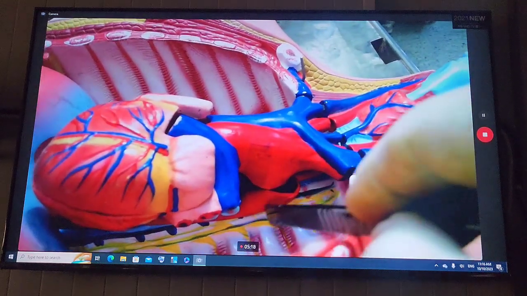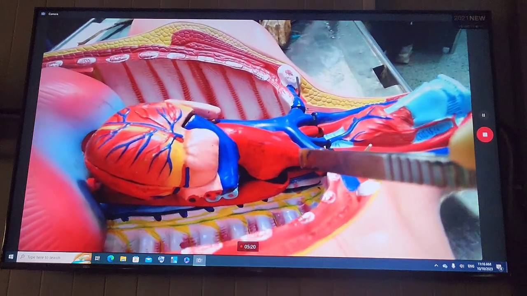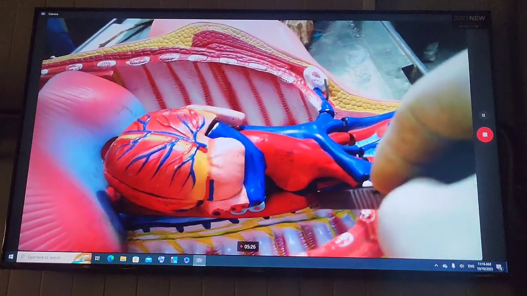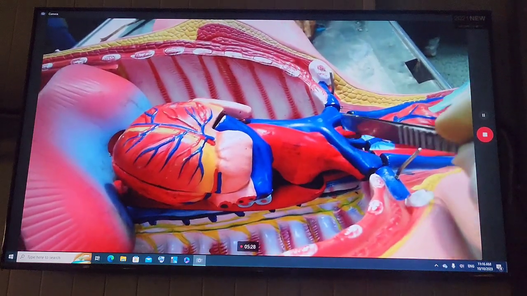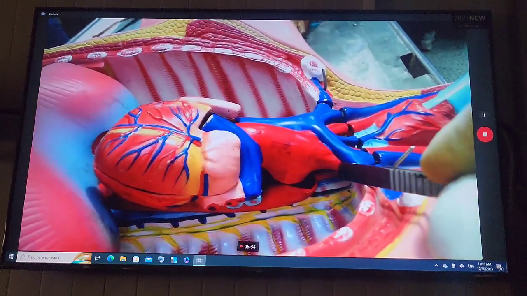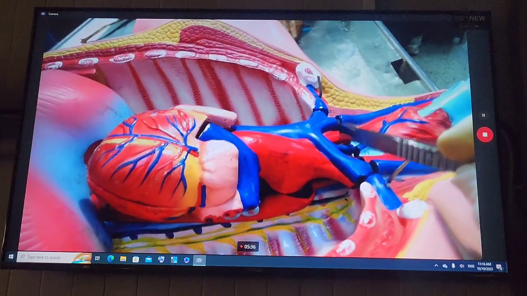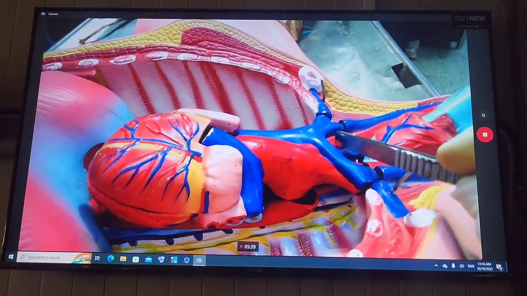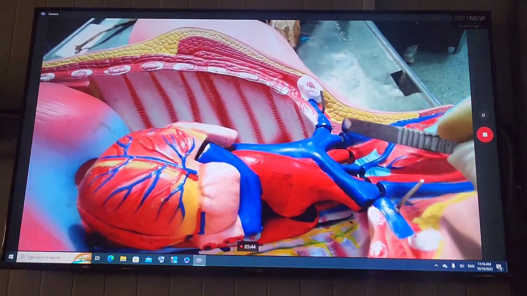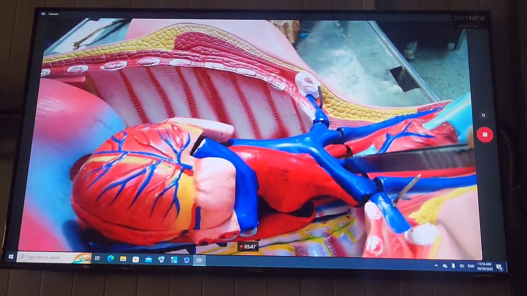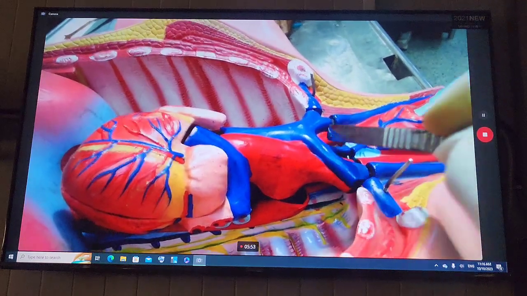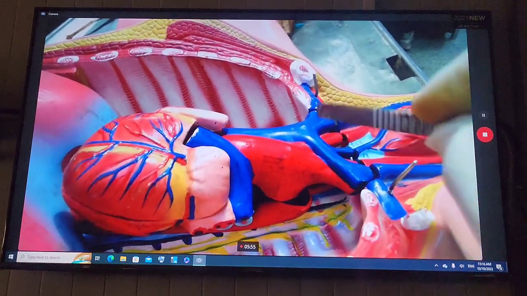And this arch, as you can see, I'm viewing from the left side, is an arch from anterior to posterior, and thus the branches can be described as first, next to it, and third. The first one is the brachiocephalic trunk, the right brachiocephalic trunk, which divides into the right common carotid and right subclavian artery. The next is the left common carotid artery, and the most posterior is the left subclavian artery. These three branches of the arch of the aorta are behind the brachiocephalic vein.